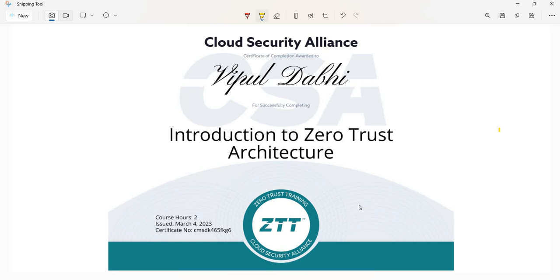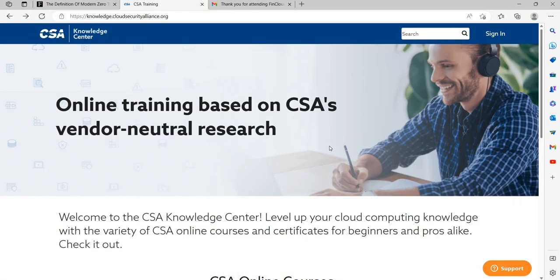So, in this particular series, I'm going to start on Zero Trust architecture, or an introduction to the Zero Trust framework or model. I have recently got a certification from Cloud Security Alliance on pursuing a course on Zero Trust architecture. This course usually costs around $99.